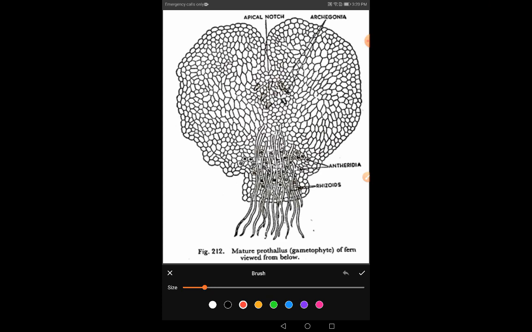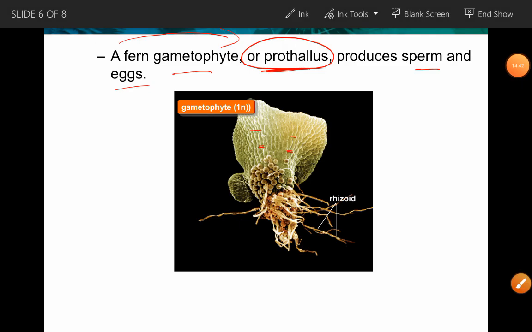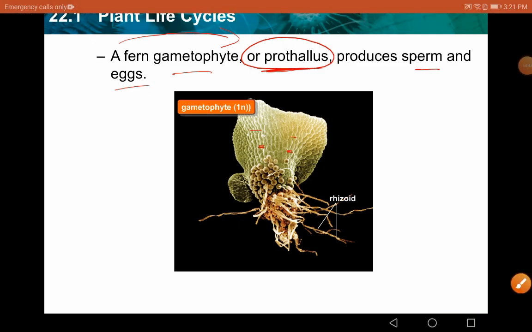You will find that there are two types of structures. You don't need to know the names, it's up to you: archegonia and the second type, called antheridia. Archegonia and antheridia. One of them is responsible for producing sperm or male gametes, and the other one is responsible for producing the female gametes, which are eggs. Okay, this is it, to be obvious. So let's move to the next part.